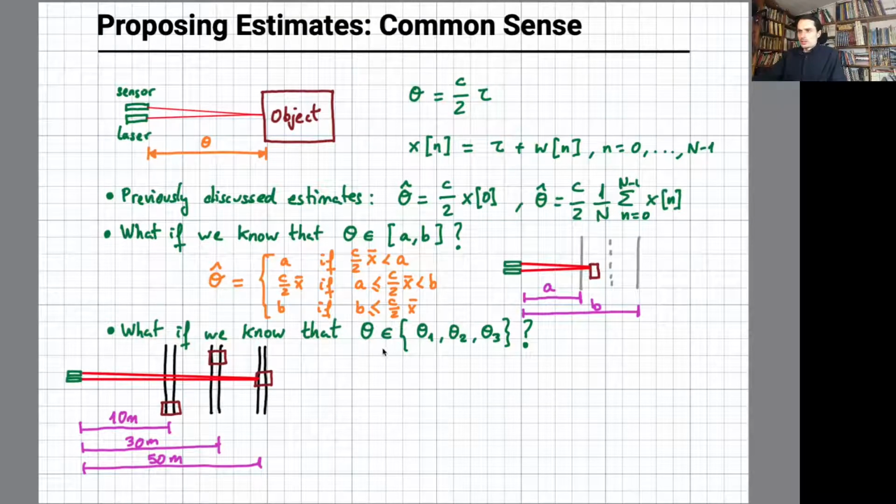Another example would be this one, where the object of interest is a cart or a train and needs to move on a pair of rails. And suppose that we know the distance between the sensor and each pair of rails. So it is very unlikely that the scaled sample mean is exactly one of these distances over here. So what intuition would tell us to do in this situation is to return the value out of these three that is closest to the scaled average.